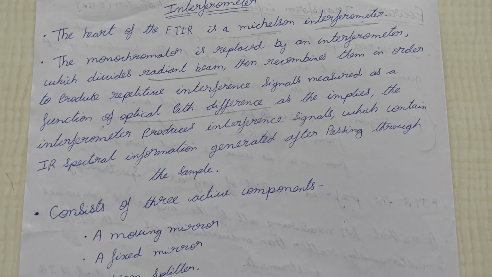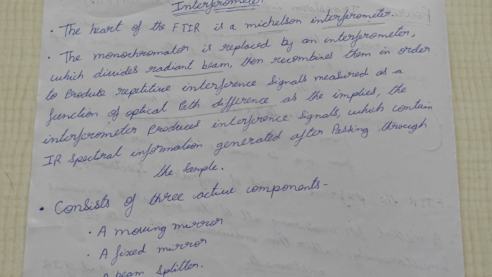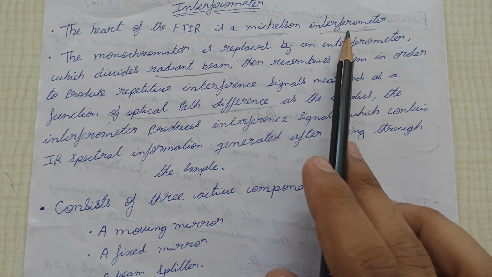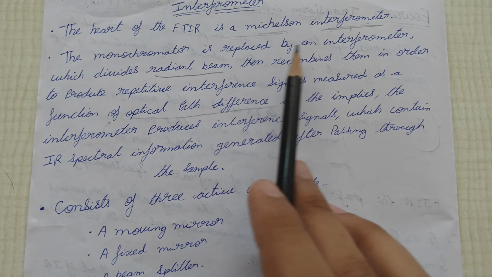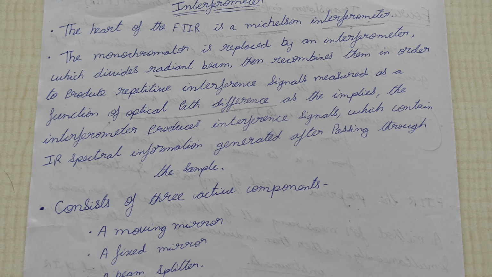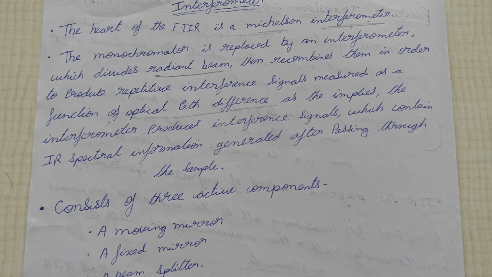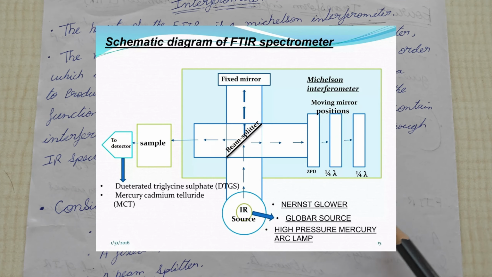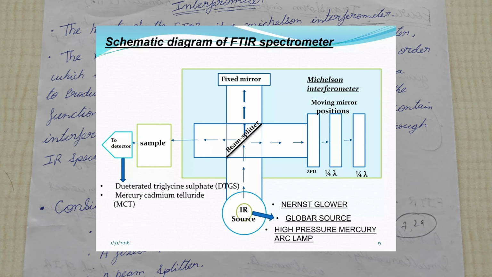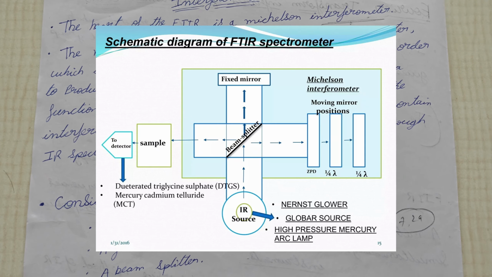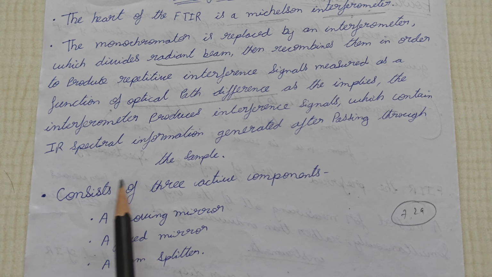I'll just explain the sentence which I have written. The monochromators are replaced by the interferometers. These interferometers divide the radiant beam or the light source into two. If possible, I'll show the diagram where the light is divided into two. It travels to the fixed mirror and it travels to the moving mirror. I'll edit the diagram in here. You can just see. Okay, next.